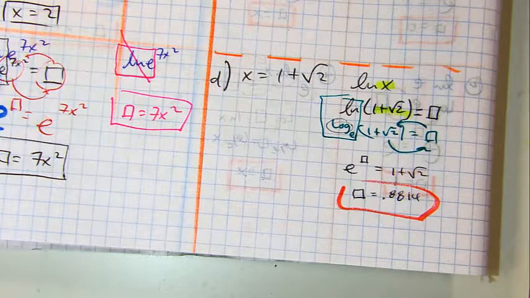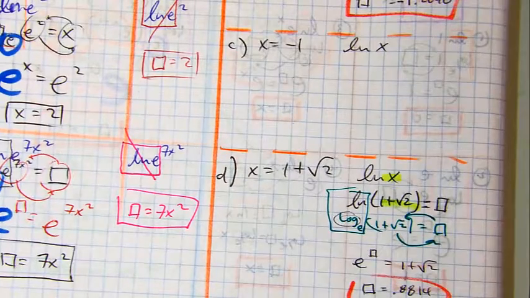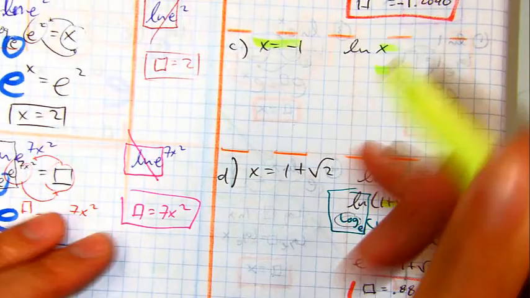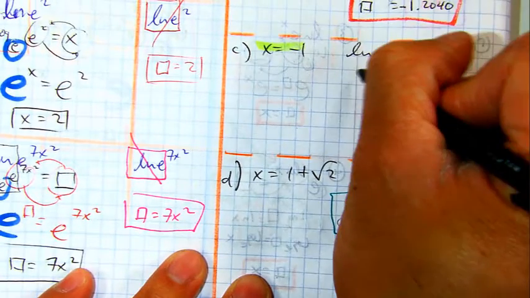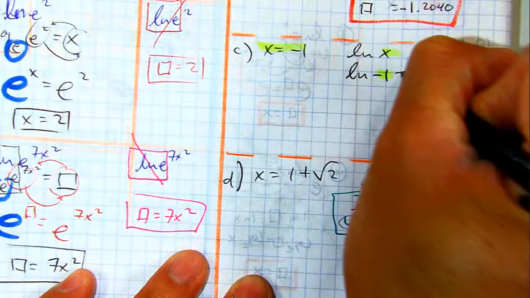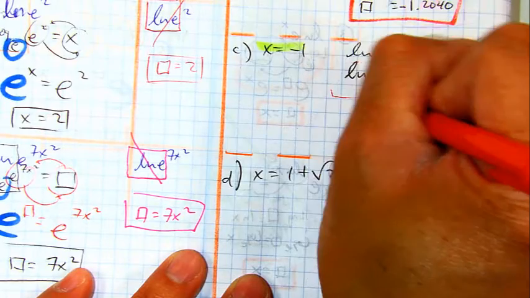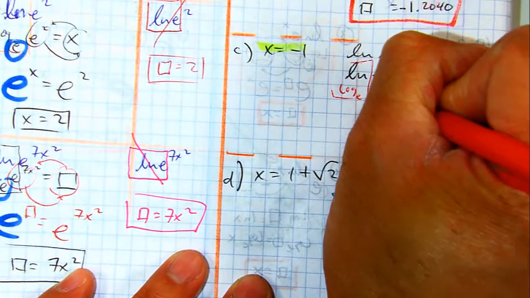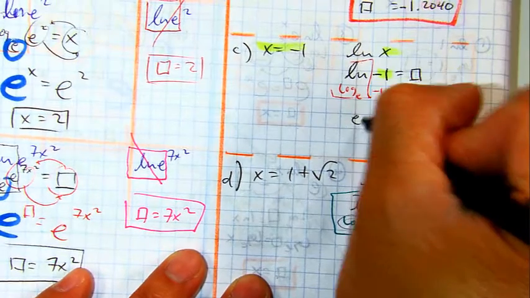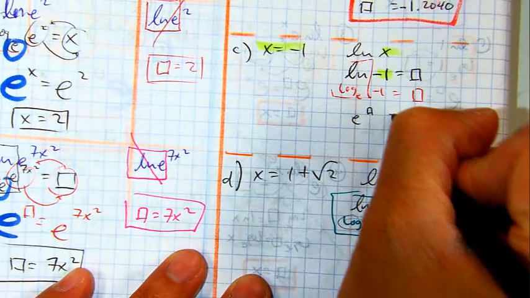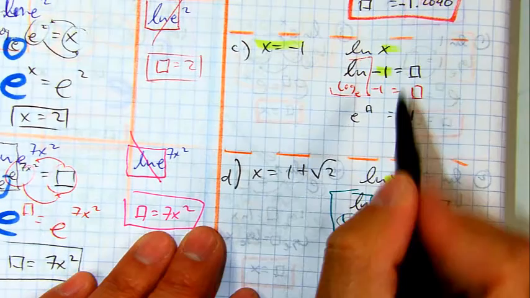Question C. Isaac. Do it. So I replace natural log of x with negative 1, so natural log of negative 1 equals the box. Yep. And after that I put log base e, and then e to the box equals, and then I got an error. Ooh, an error.